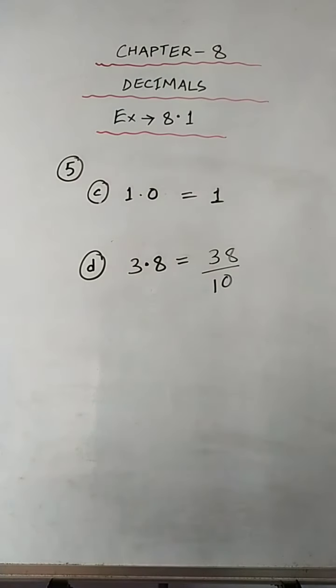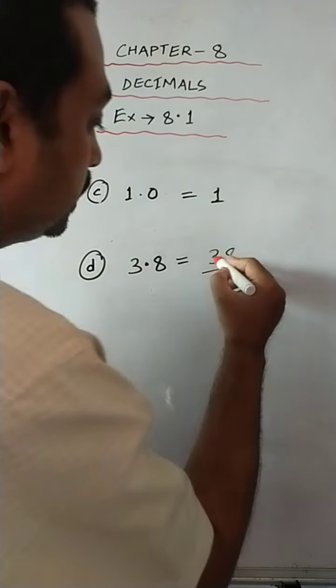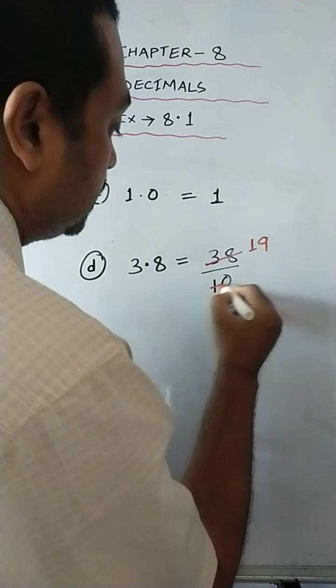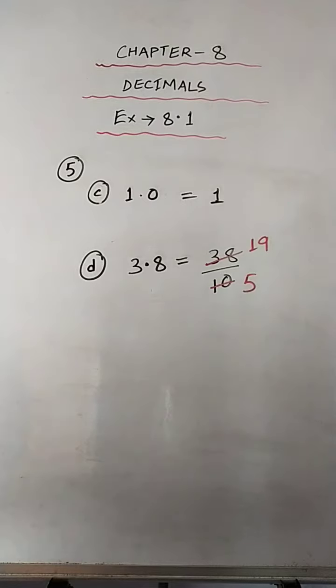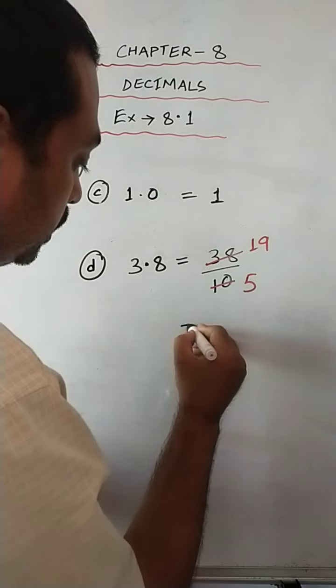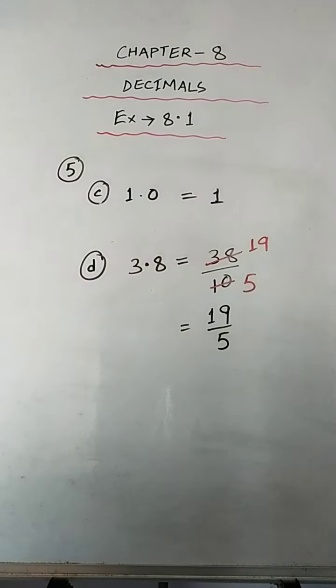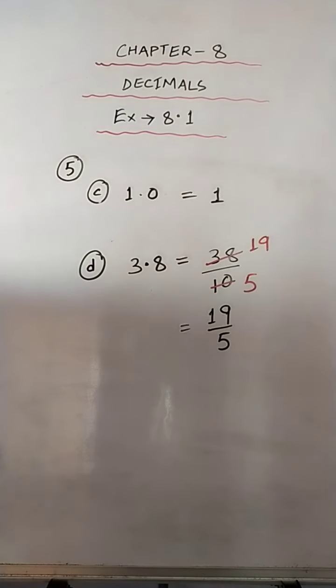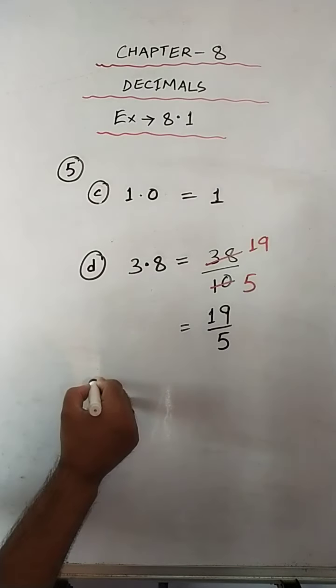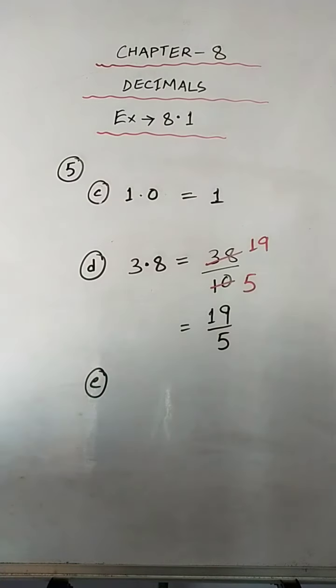Now 38 by 10 can be reduced by 2. That is 2 19s are 38, 2 5s are 10. So your required answer would be what? 19 upon 5. Okay, now let's do the last sum of question number 5, that is E, and the rest of the sums, that is F and G, do try on your own.